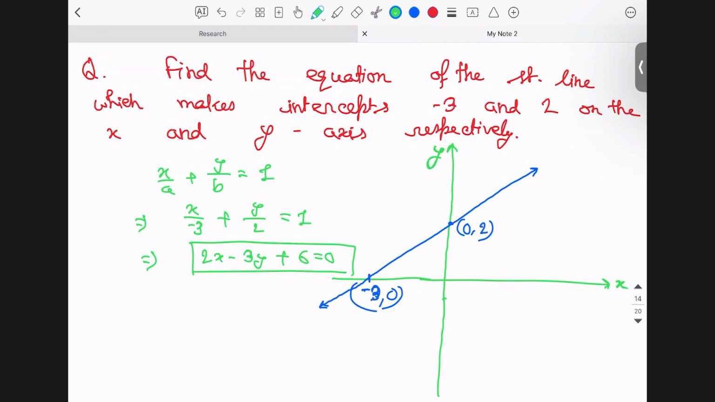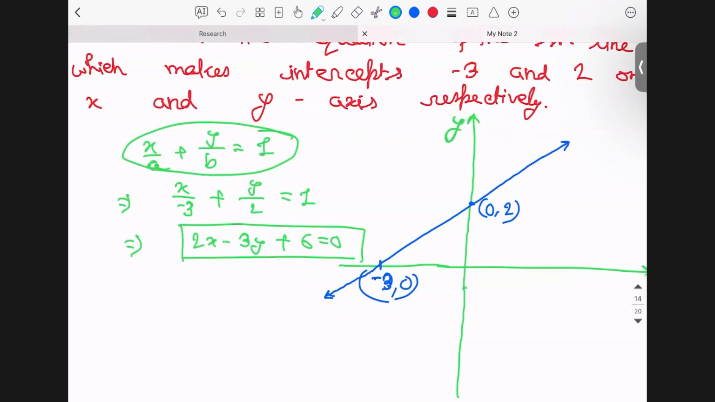Now somehow if you forgot this form, then how can you manipulate this? Just use that these two are points on the straight line: (0, 2) and (-3, 0). These are 2 points on a straight line, and you can try yourself how the equation will look like.